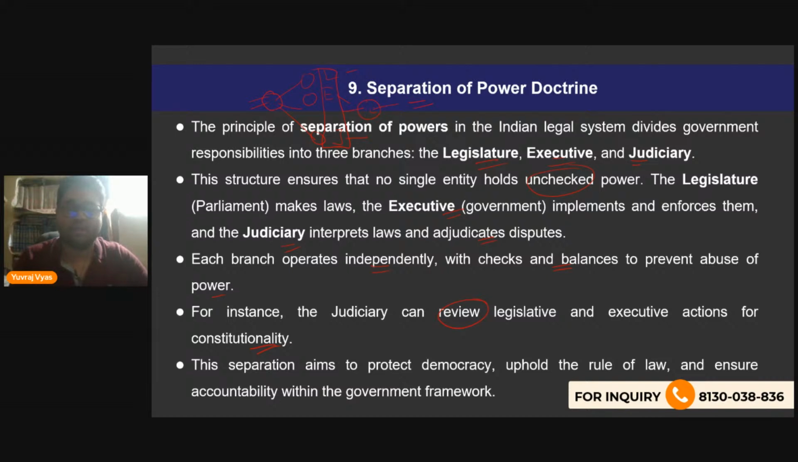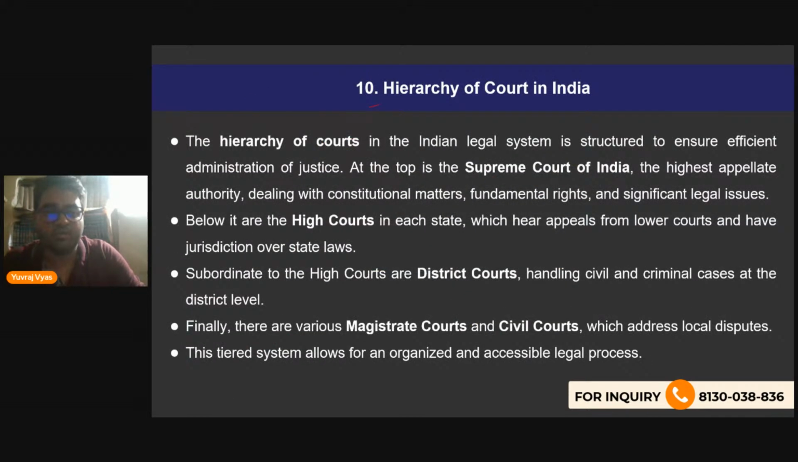Let's come to the last topic for today, which is hierarchy of courts in India. So the hierarchy of courts in the Indian legal system is structured to ensure efficient administration of justice. At the top is the Supreme Court. So Supreme Court is the highest court, the highest appellate authority dealing with constitutional matters, fundamental rights, and significant legal issues. Below it are the high courts.